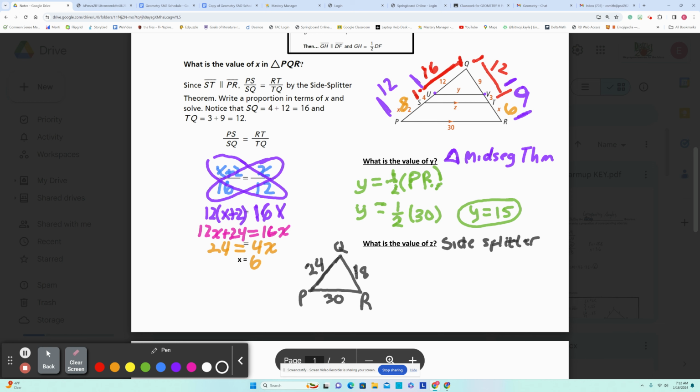Okay, then we have our smaller triangle, which ends up being S to Q to T. And we have those sides as well. We have S to Q would be 16. We already added that up earlier. We would have T to Q, which would be 12. And then we'd have ST, which is Z.